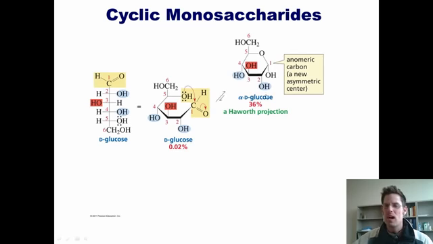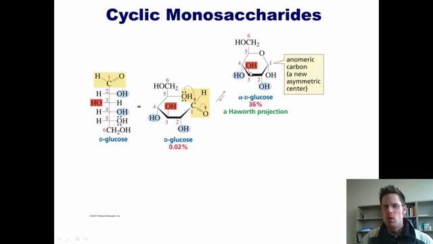You'll notice this is not a chair structure. This is a slightly different way of drawing a ring structure. This is called a Haworth projection. It doesn't show us equatorial or axial. Instead, it shows us up and down. You can notice, once again, that all of the OHs that are pointing to the right over here in glucose, along this main carbon spine, are pointing down in the Haworth projection. And the one OH that's pointing to the left in glucose is pointing up.